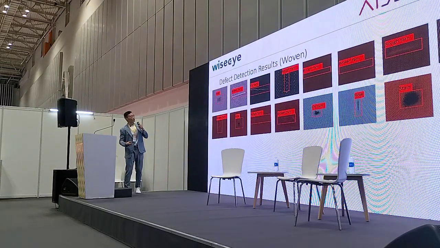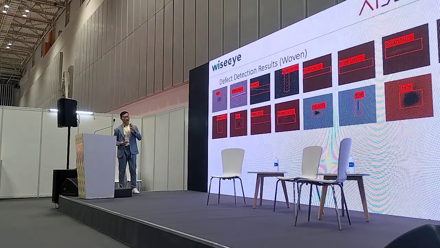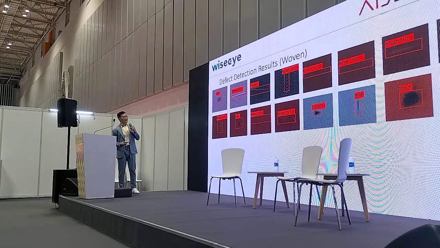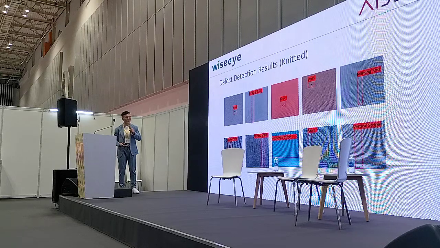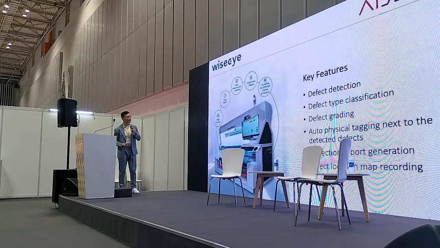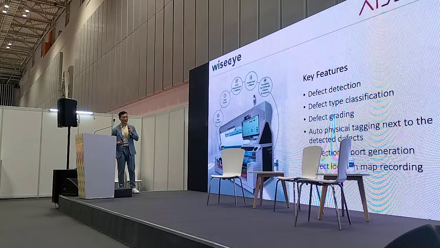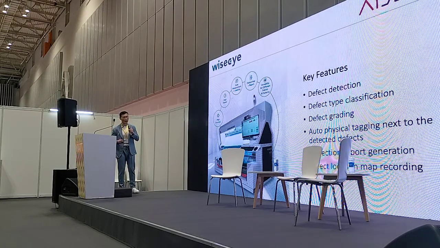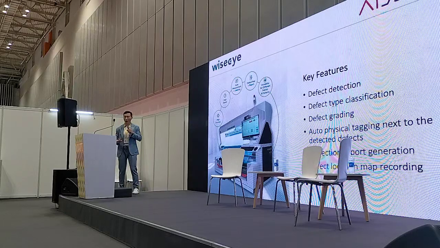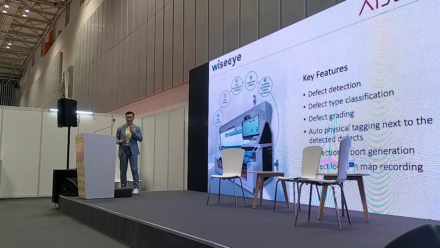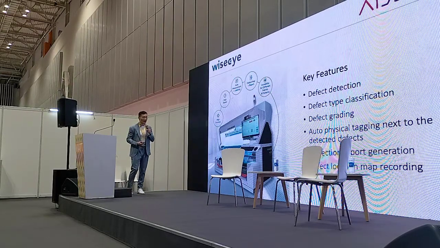Okay, I just want to show you some examples of what the WiseEye system can detect. This is an example of woven fabrics, and knitted fabrics. These are the key features of our WiseEye system: defect detection, defect type classification, and grading according to the 4-point or 10-point inspection system used in the factories.